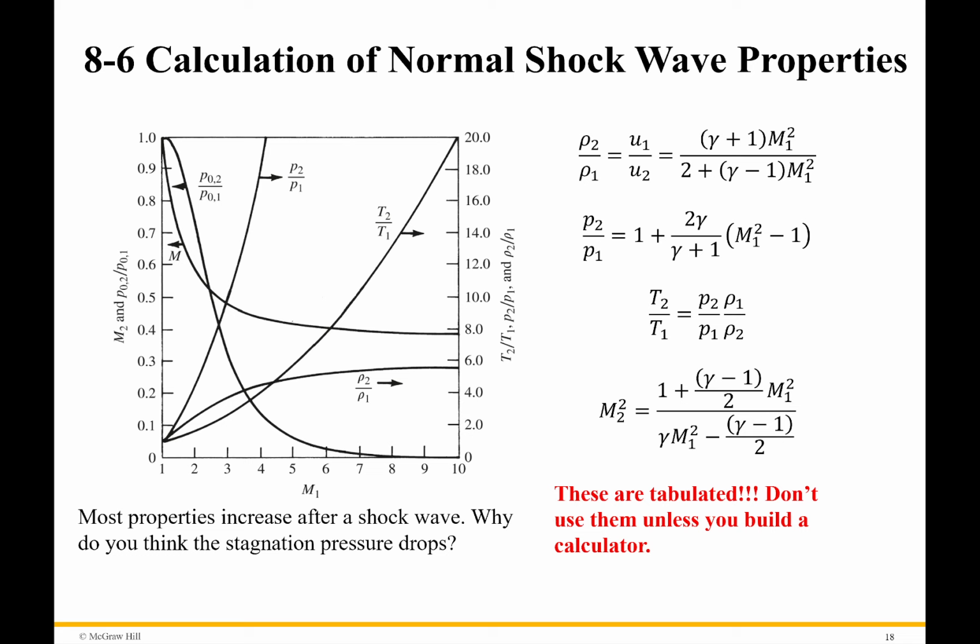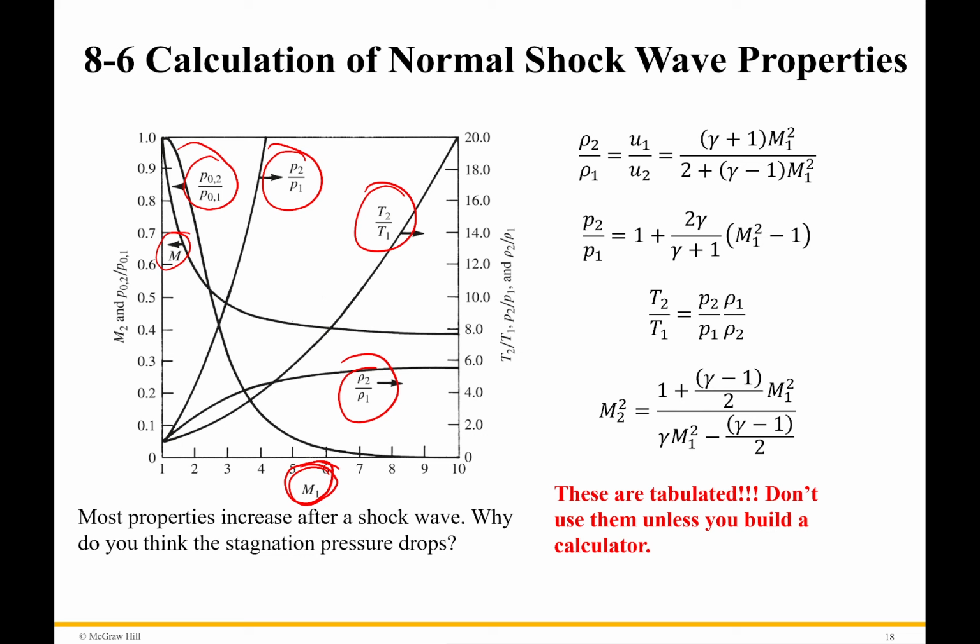Now, what we can see for all these things is that pressure, temperature, and density all increase as the shock wave gets stronger and stronger, that is, as my Mach number before the shock wave gets higher and higher. The second thing you see is that the ratio of stagnation pressures drops dramatically, and that's not a good thing. And also my Mach number after the shock drops dramatically as I have a stronger and stronger initial Mach number. So pressure, temperature, density go up. The ratio of stagnation pressures goes down, as does my Mach number.